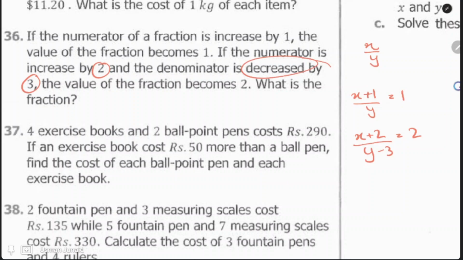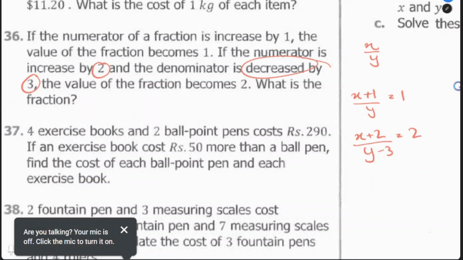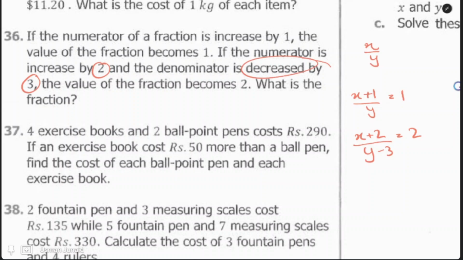Yes, sir. Okay. Solve करके try करो. What will be your first step? So we will take the denominator to the other side. Yes. So it will be x plus 1 is equal to 1y, and x plus 2 is equal to 2 times y minus 3. So x plus 1 is equal to y and x plus 2 is equal to 2y minus 6.